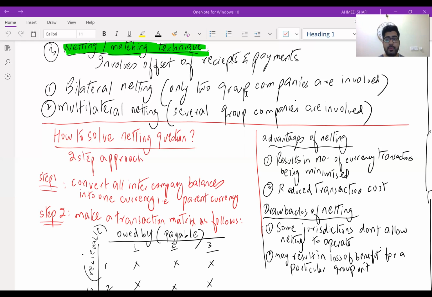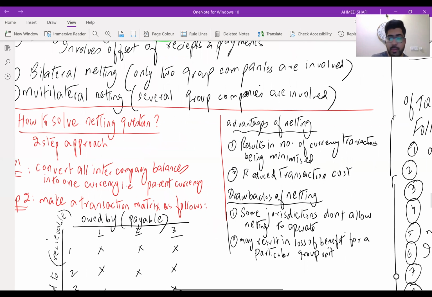Okay. Now we're going to start our new technique today, and this technique is called netting or matching, and we will be doing 2 to 3 questions of that as well. Now, what is netting or matching? I've already taught you theoretically what netting or matching is. We just need to understand how the questions work.